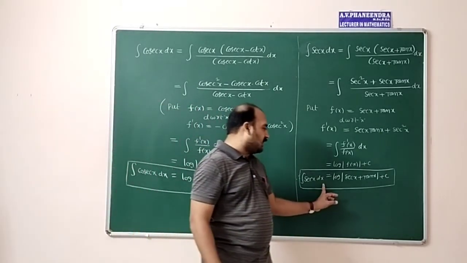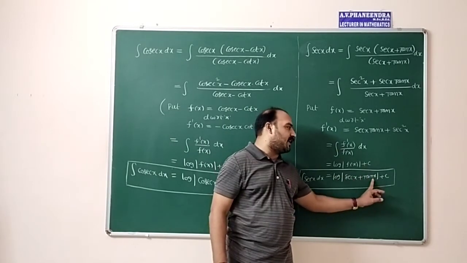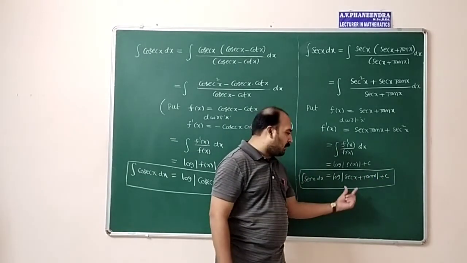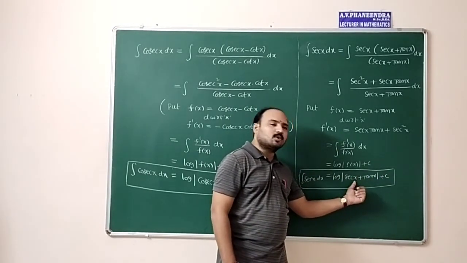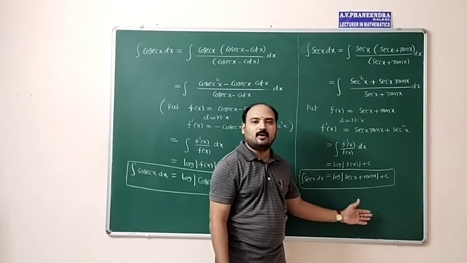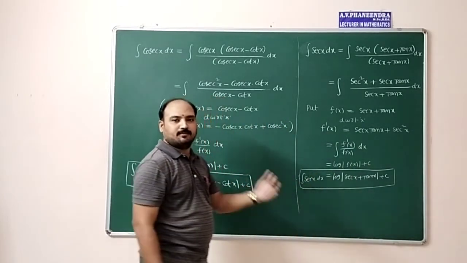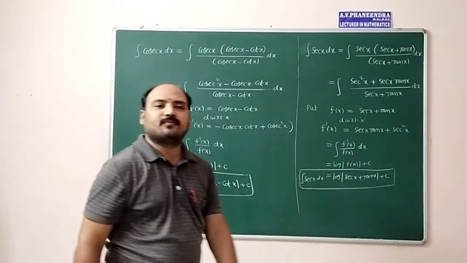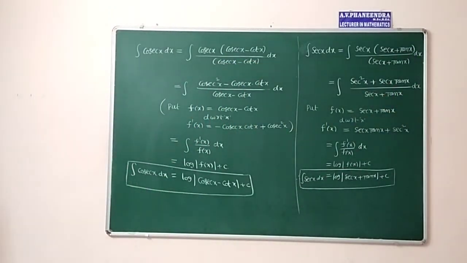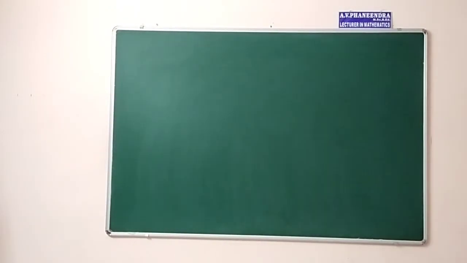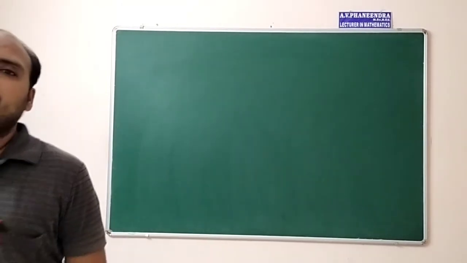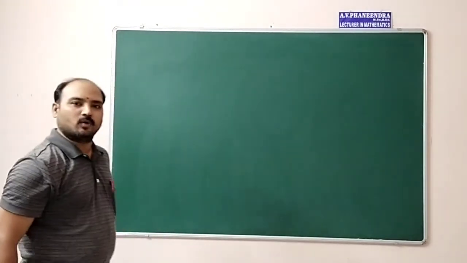Even here, integral secant x dx equal to log mod secant x plus tan x plus c. By using trigonometry formulas, this can also be written as another formula. I will tell that next time. Next, we are going to discuss result 2.